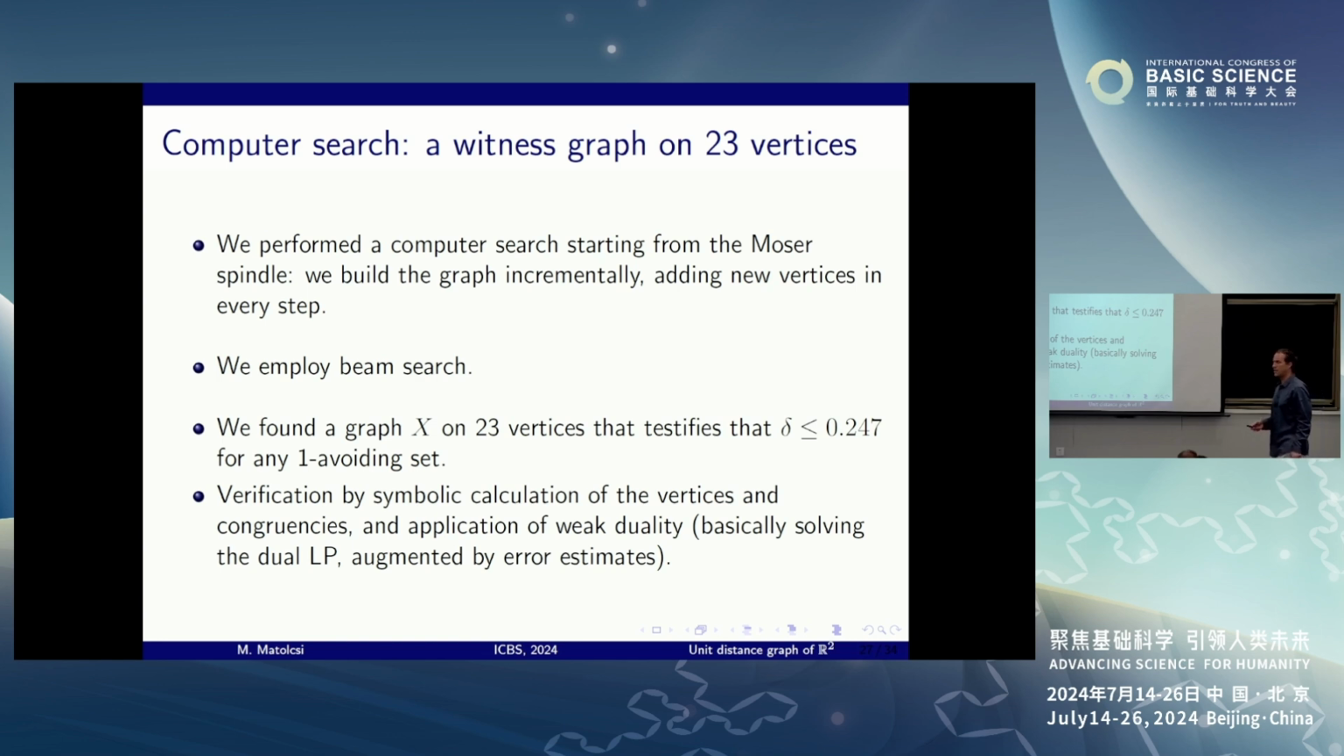So there is no cheating involved. And indeed, we did that. And then you need some error estimates. Why do you need error estimates? Because at the end, you need some LP duality argument.